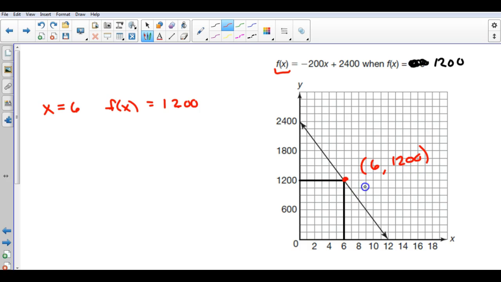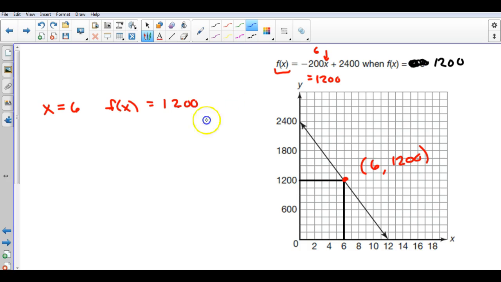And again, kind of relating the graph to the equation, your input value would be your x value. So if I substitute 6 in for x, if you took negative 200 times 6, you would get negative 1200. And if you add 2400, you would end up with 1200. So when x equals 6, f of x equals 1200.